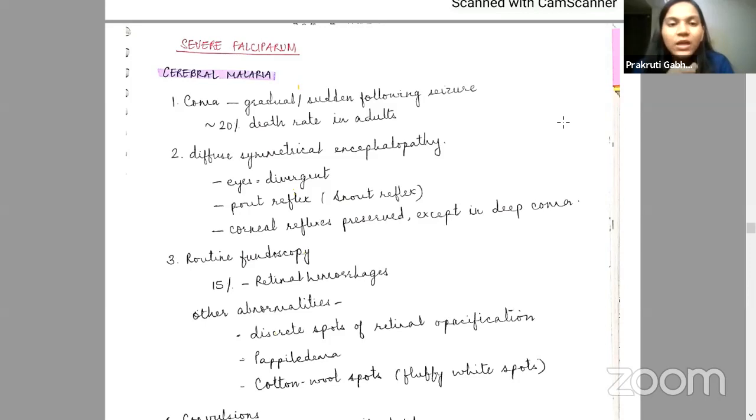manifestation of falciparum. It can be a diffuse symmetrical encephalopathy where the eyes of the patient are divergent. There is a pout reflex or a snout reflex, which is nothing but if there's damage to the brain and you tap the lips, they tend to pout. It's a reflex and it's abnormal, so you won't find it in yourself or in me right now. And corneal reflexes are preserved, but if it's a deep coma, then even those are lost.